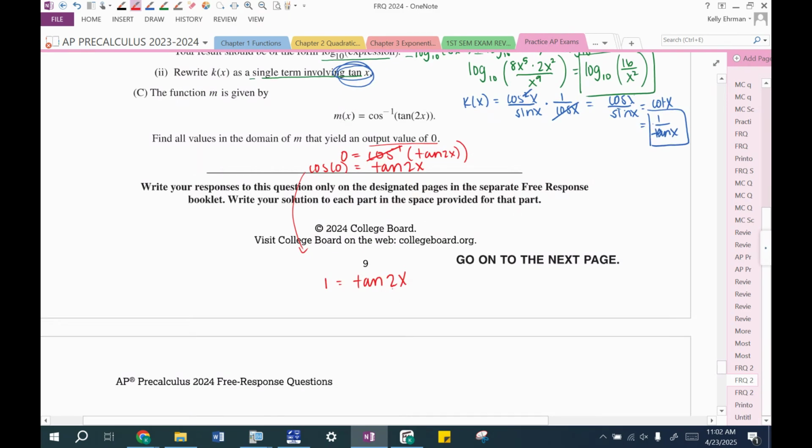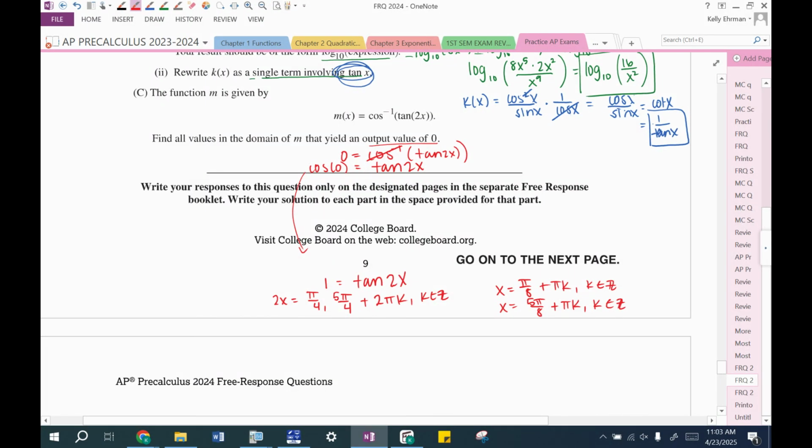Okay, now solve for this. When is tangent equal to 1? That could be when 2x equals pi over 4, or in quadrant 3, 5 pi over 4. Now remember, both of those need a plus 2 pi k, where k is an integer. So x could equal, when you divide by 2, pi over 8 plus, divide that by 2, pi k, where k is an integer. Or x could equal 5 pi over 8 plus pi k, where k is an integer.